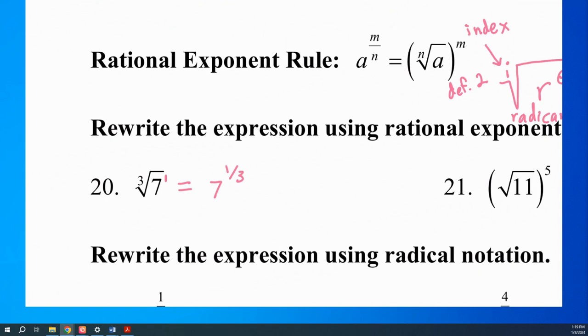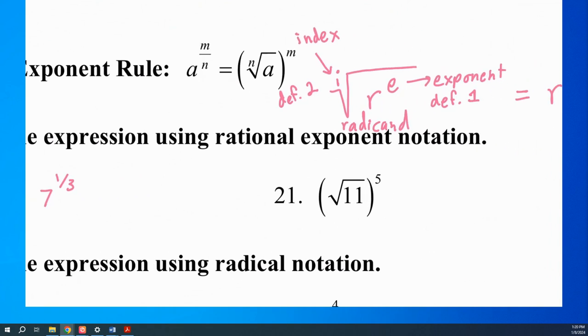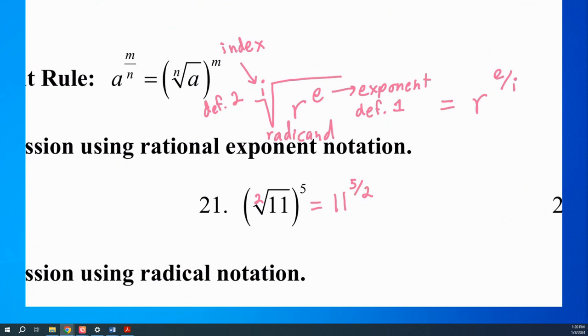Okay? That's it. So the next one we would rewrite as what? 11 to the 5/2, right? Because our default index is 2 here. Do we understand that? So the exponent, it doesn't matter if it's on the outside of that radical or underneath. It means the same thing either way.